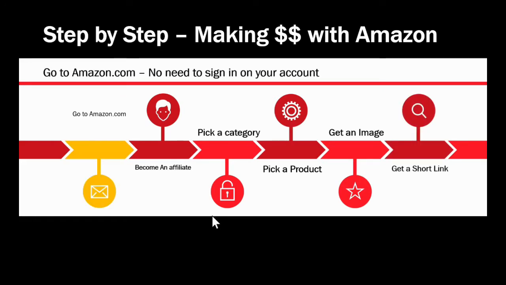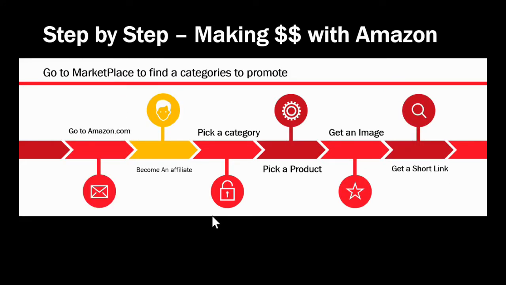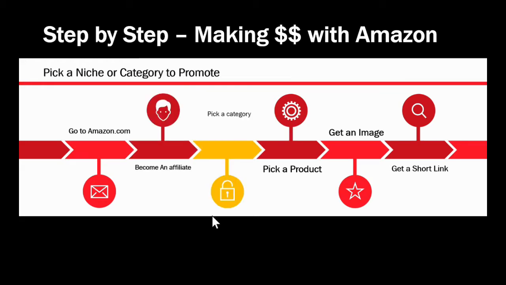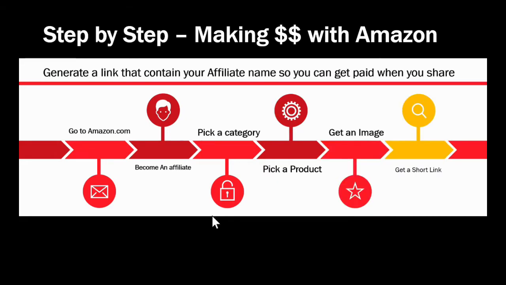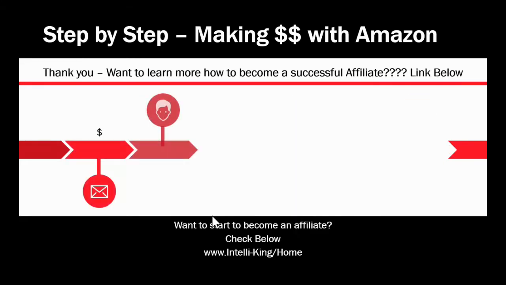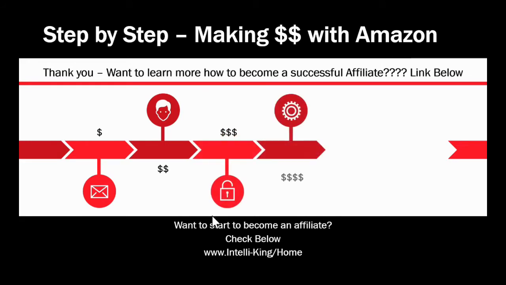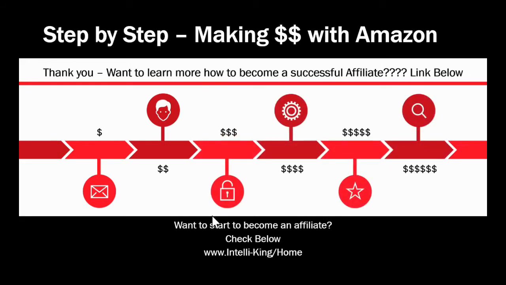So, first you go to Amazon.com, you become an affiliate, you pick a category, you pick a product, get an image, then you get a short link. And the short link you can share on your social media, on your YouTube video, or even your TikTok or your website or your blog, your funnels. So after the customer has purchased that product that you shared or promoted, then you gain that commission.